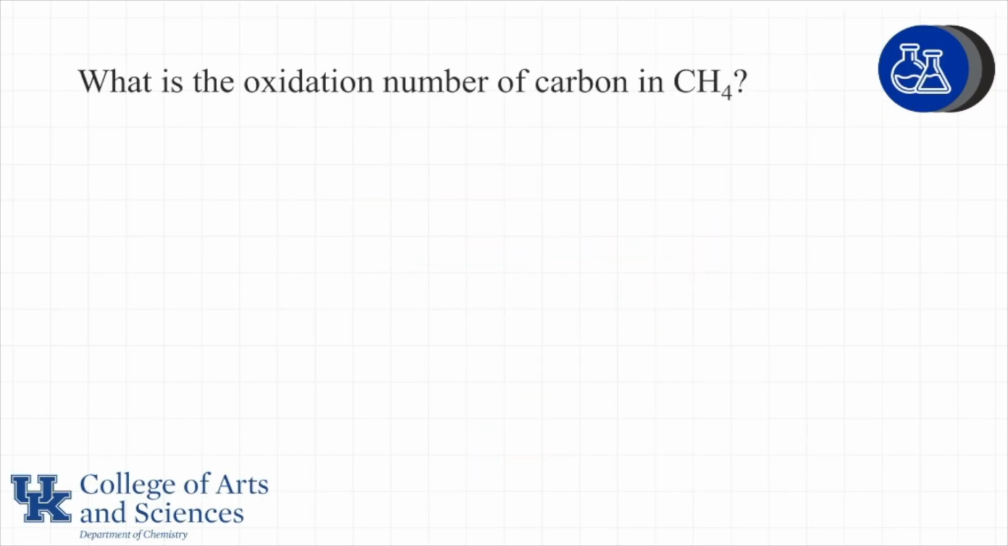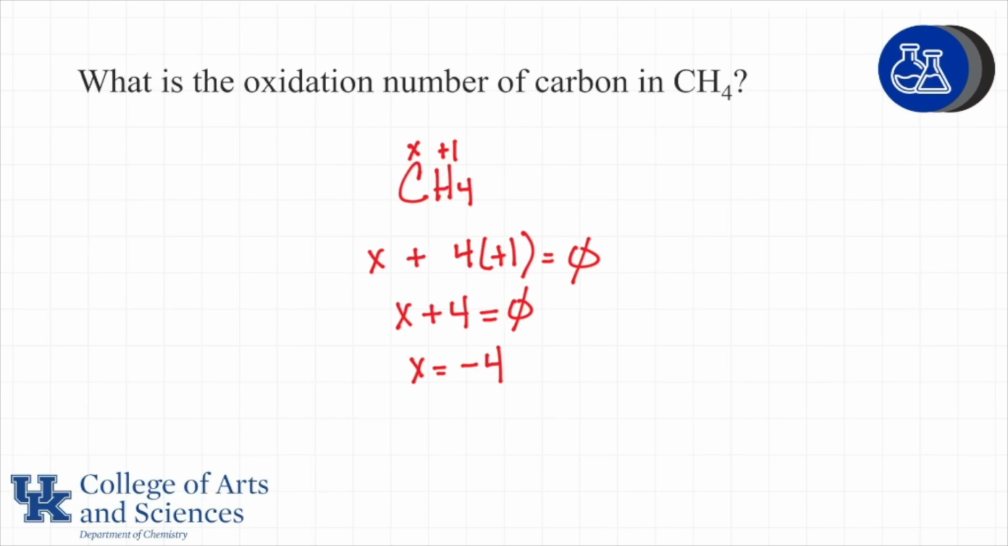What is the oxidation number of carbon in CH4? For CH4, we don't have a rule that applies to carbon, so we label it X. Each hydrogen is +1. We know the sum of the oxidation numbers equals 0. X plus 4 times 1 equals 0. And then X equals -4.